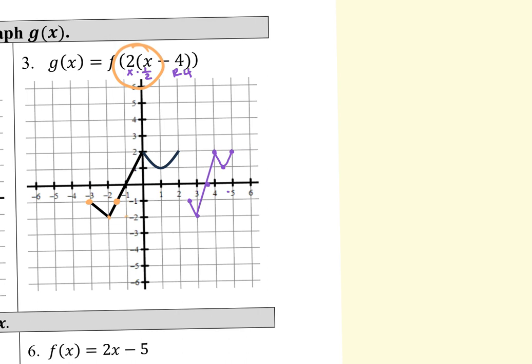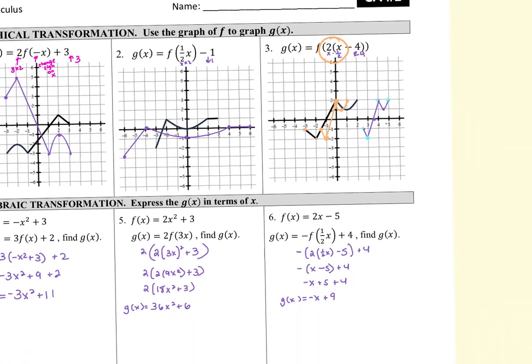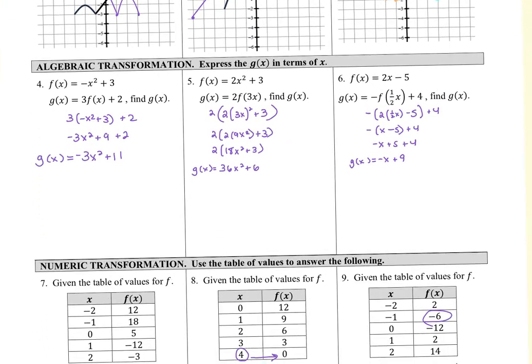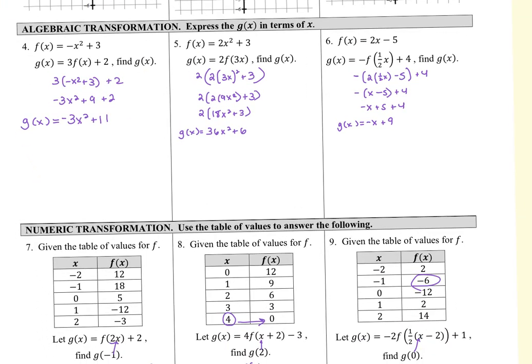This -2 goes to -1. 0 would stay 0. 1 goes to 1/2 and 2 goes to 1. So this would have been my compressed. Then everything got shifted to the right 4 places. So I went 1, 2, 3, 4, and 1, 2, 3, 4. So shrink or stretch, compress, and then shift. -3x squared plus 11. Yep.